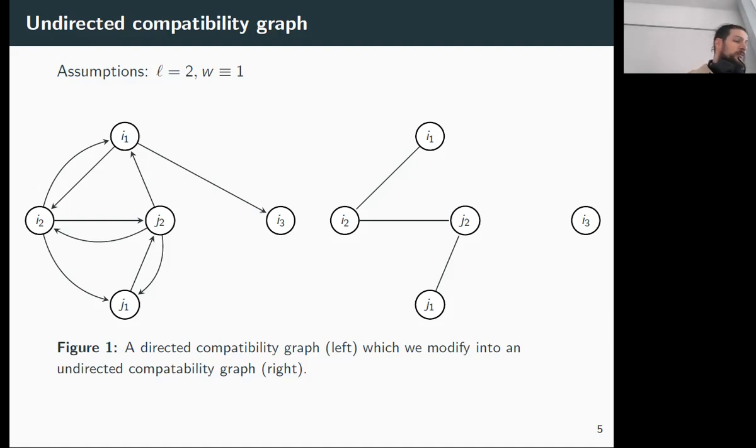Under these assumptions, we can simplify our directed compatibility graph to an undirected graph where between two nodes, there is going to be an edge exactly if there is an arc in both ways between the two nodes.